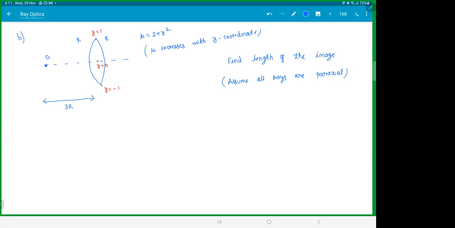Anyone didn't get the question, please ask me. You've got a lens whose refractive index is changing with height. At the center, y is 0, mu is 2, and at the highest point, mu is 3. Mu is not the same anywhere, meaning this is made of infinite lenses, isn't it? How do we do this? Think. It's a good one.